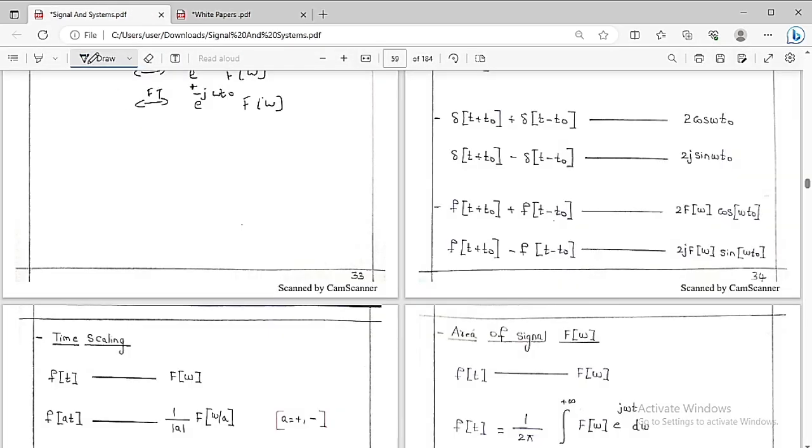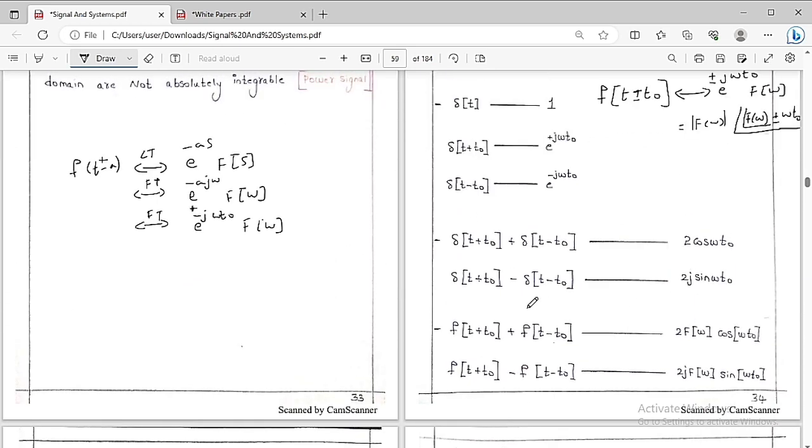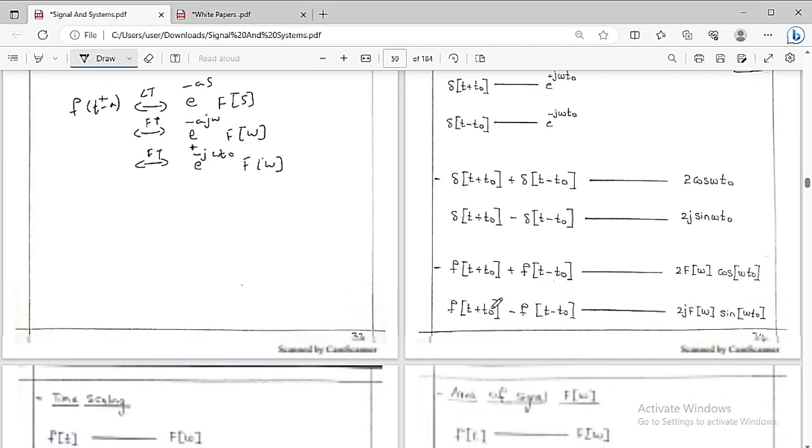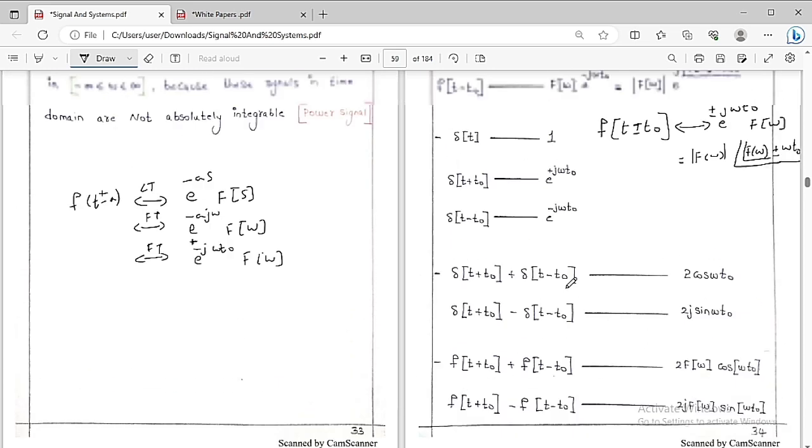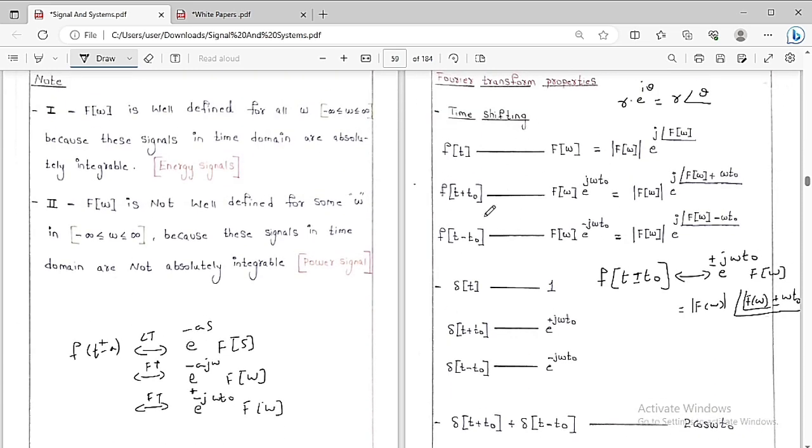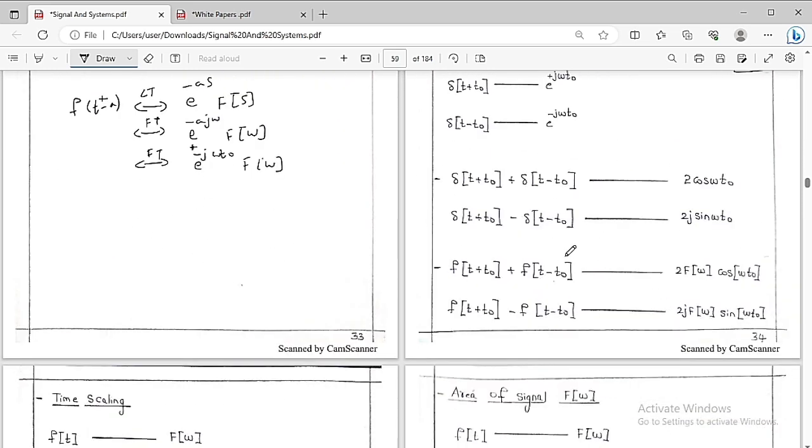If you remember one thing, you can easily get the other two. So these four formulas, this formula, this one and this one, you always have to keep in your mind.